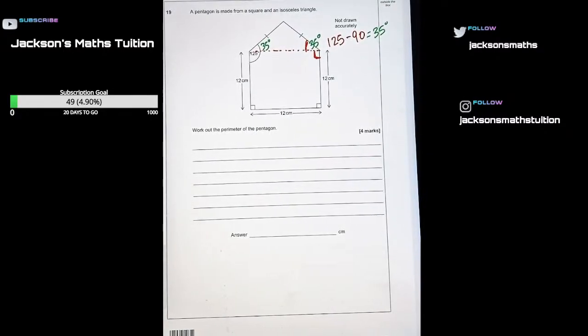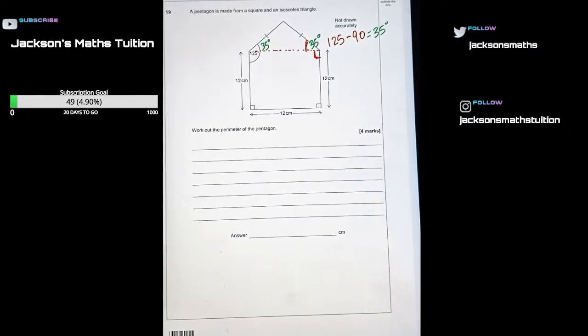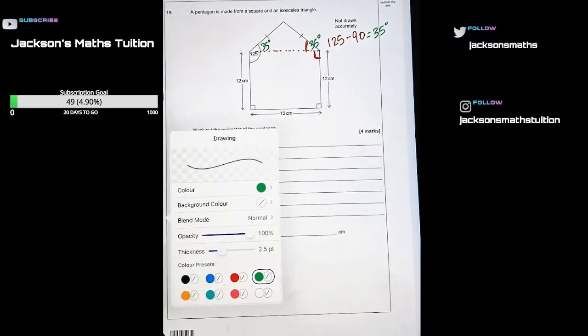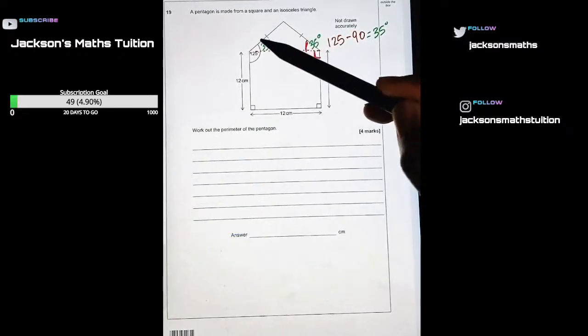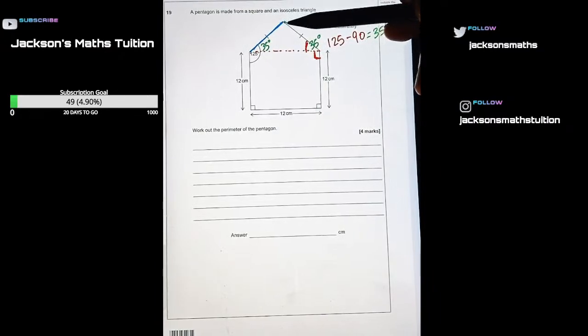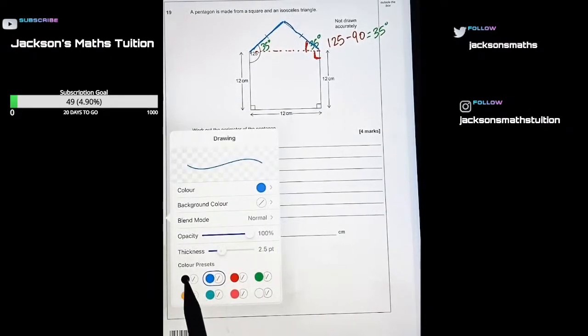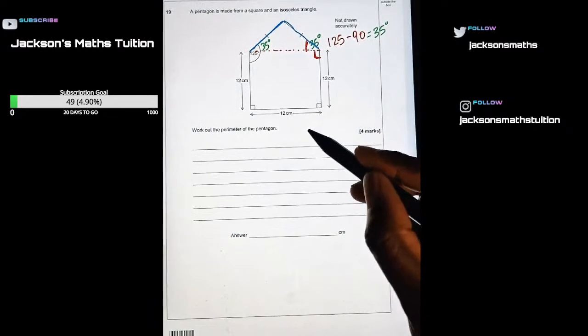For this, I'm going to extract my triangle so you can see what is happening. Because to do the perimeter, we're going to have to work out these two sides here. We're going to need this side and this side to do the perimeter. So we're going to use a bit of trigonometry now. So let me draw the triangle separately so you can see what is happening.